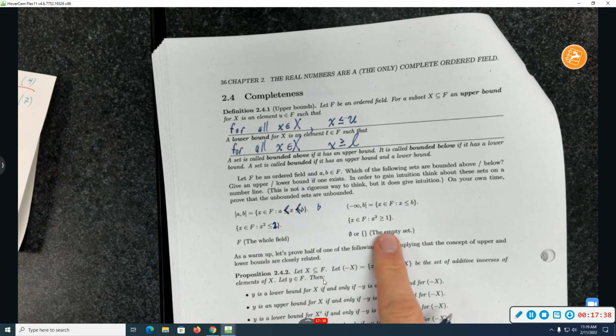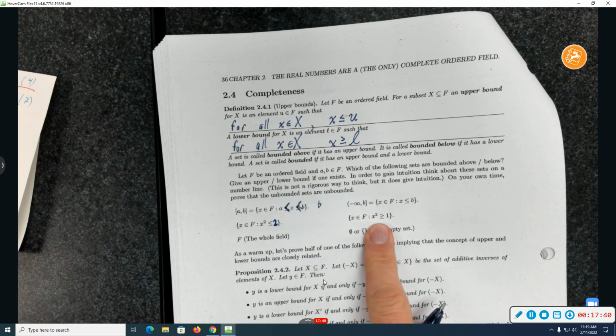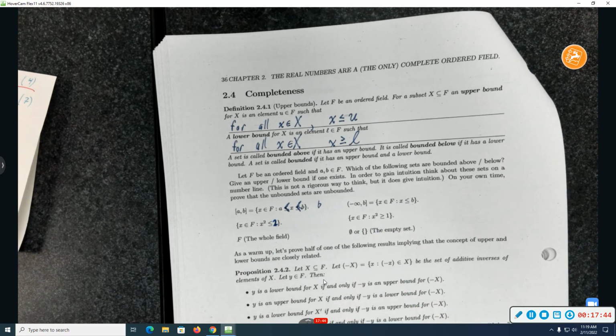Let's jump around a little bit. How about this? The set of all elements of the ordered field whose square is at least as big as 1. Maybe draw a picture of what that set should look like on a number line, be intuitive. Does that set appear to be bounded above? I hear a yes. I also saw a head shaking no.